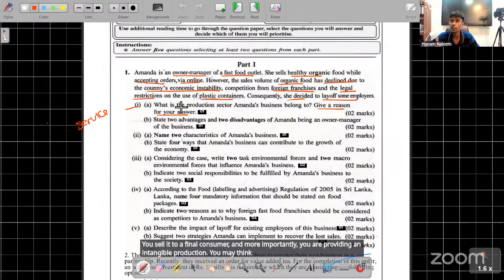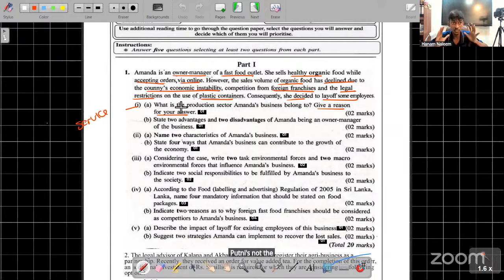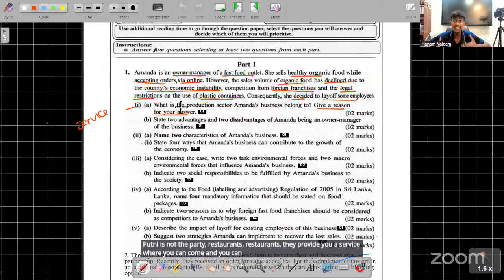You may think, sir, food we can touch, sir. Food is not the part here. A restaurant provides you a service where you can come and eat, so you can enjoy a service there. So you can write the characteristics of service there. And also there you can argue.